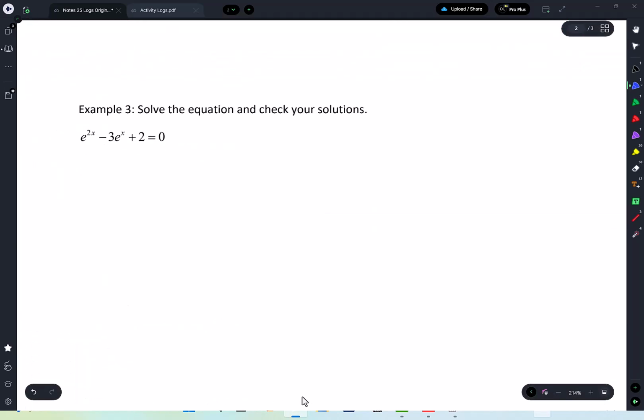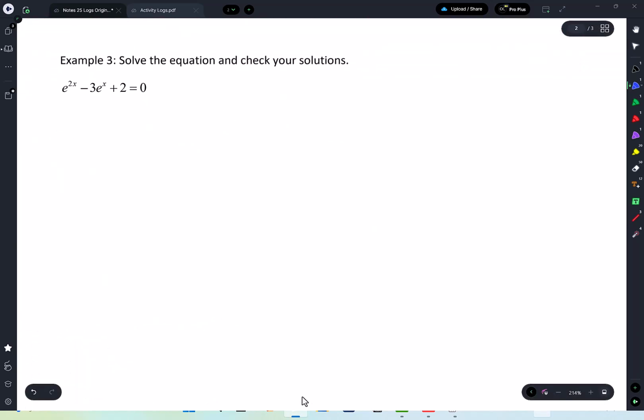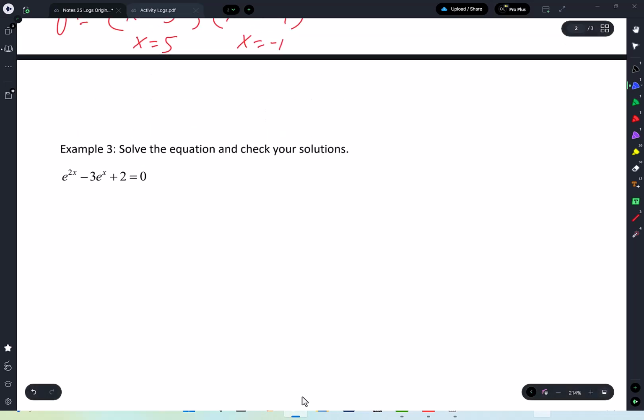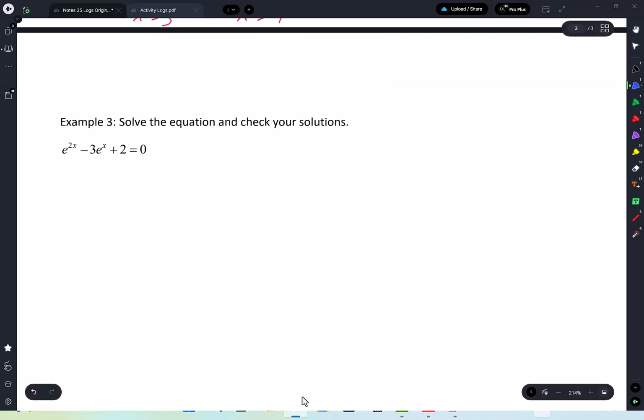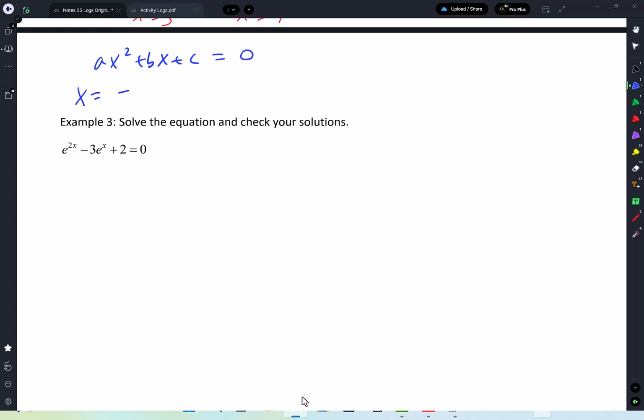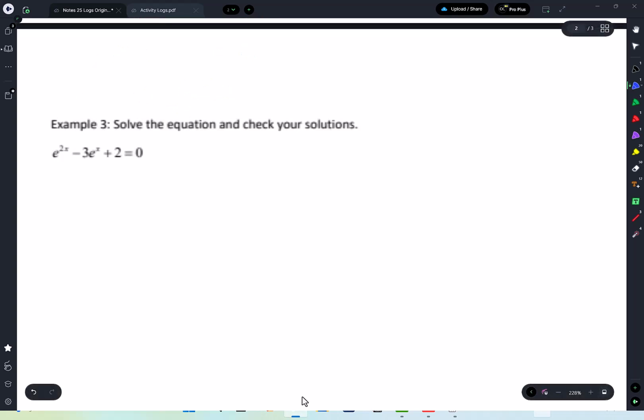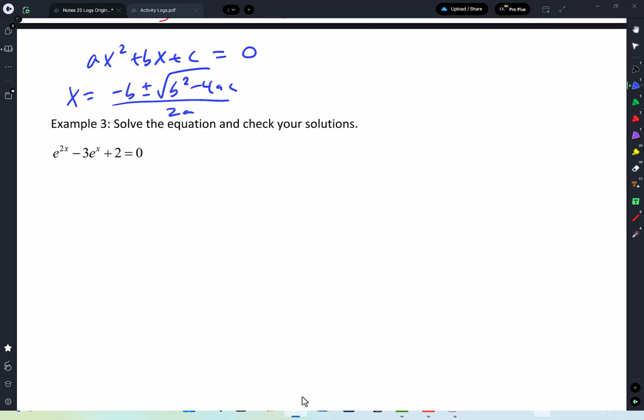All right, next question. Example 3. Solve the equation and check your solutions. All right. Anytime you have something like this, I'll just tell you guys. When you were in Algebra 2, you solved quadratic equations ax squared plus bx plus c. You had to set them equal to 0. And you got all your x's by doing -b plus minus square root of b squared minus 4ac all over 2a. I'm not saying that you have to factor out for this one. You don't. But I want to talk about a topic.